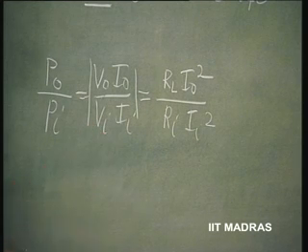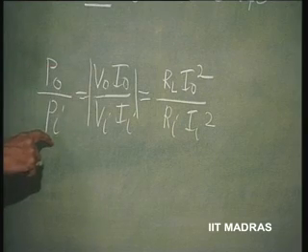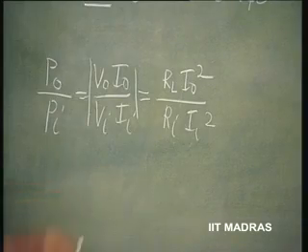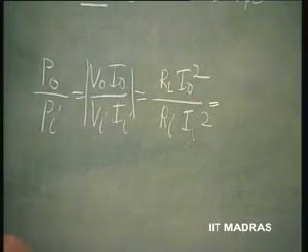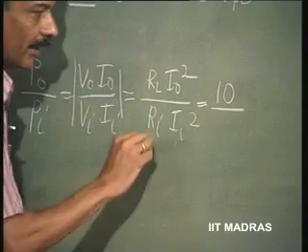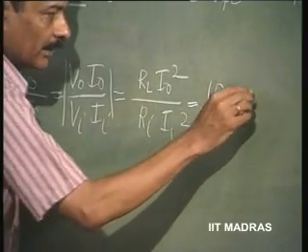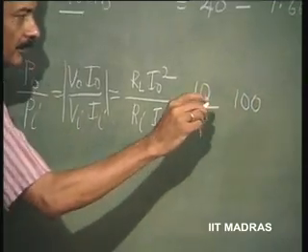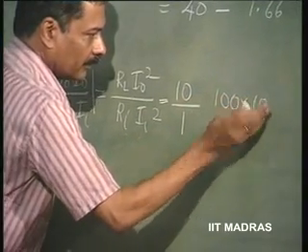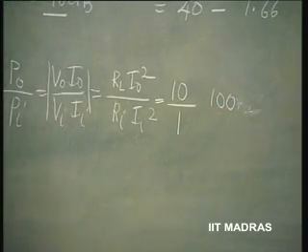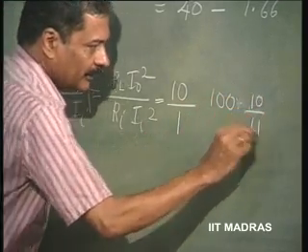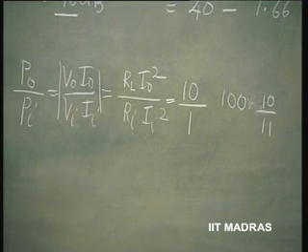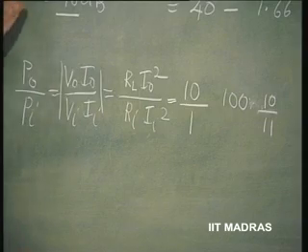Replacing it with this, we know that the power gain is same as current gain squared into R L by R I, which is nothing but R L in our case is 10 K and R I is 1 K. So, that times the current gain, which is already known to be 100 into 10 by 11. This current gain is the current gain from input to output, not I naught over I S. Okay. That is what we had evaluated here.